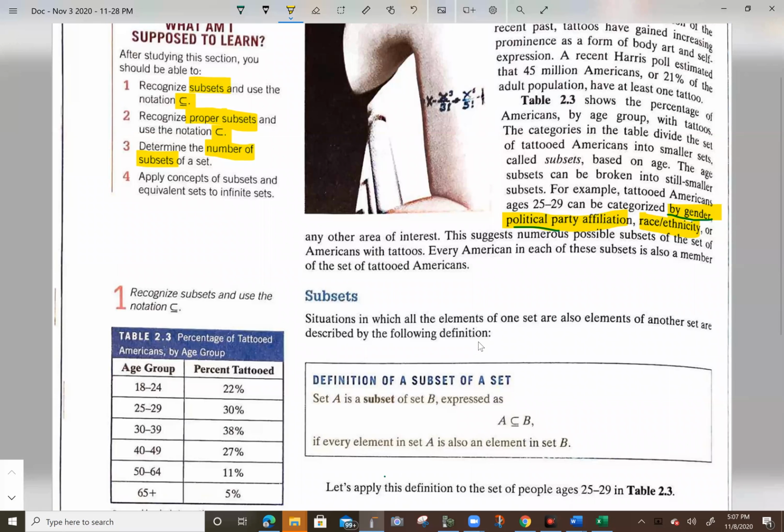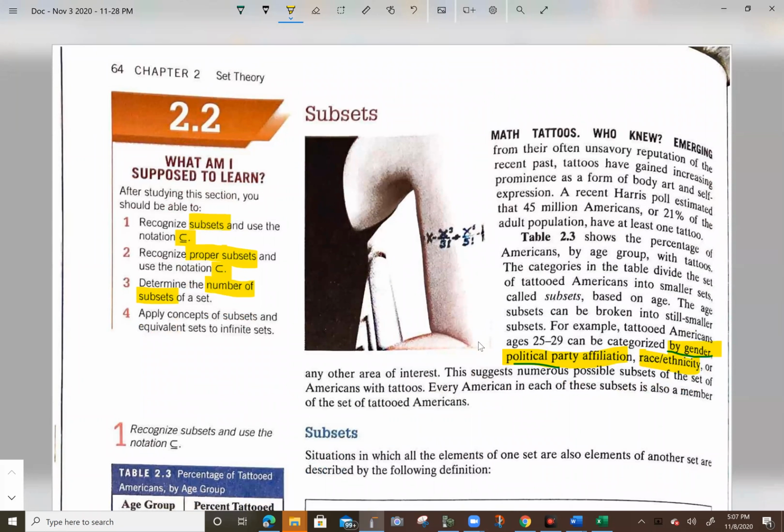Hi everyone. In chapter 2.1, we started learning about sets and elements of sets. We are taking that to the next level in 2.2. We're going to talk about subsets of sets. What are we supposed to learn?